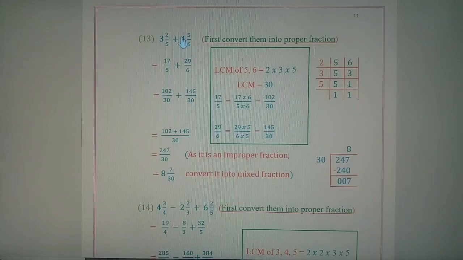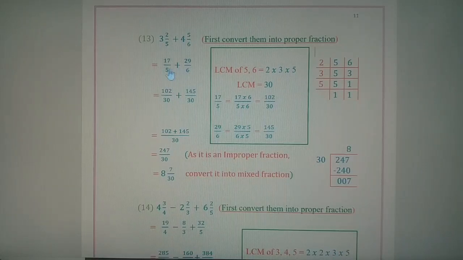The second mixed fraction also should be converted into an improper fraction. The denominator 6 will remain as it is and only the numerator will change, because we have to use the multiplication addition rule. First we multiply and then we add. So 6 4s are 24, and 24 we have to add with the numerator 5. 24 plus 5 is 29. So our improper fraction will become 29 upon 6.